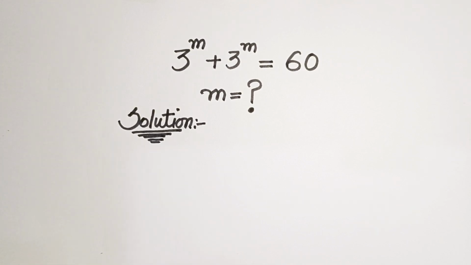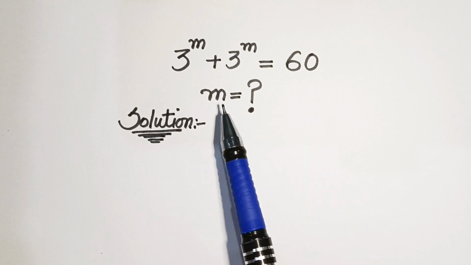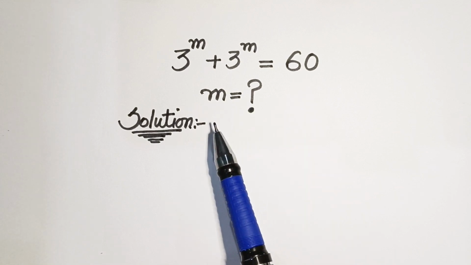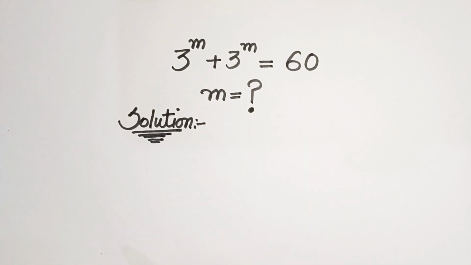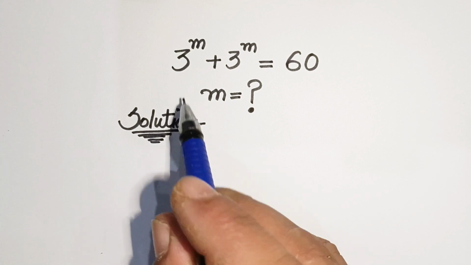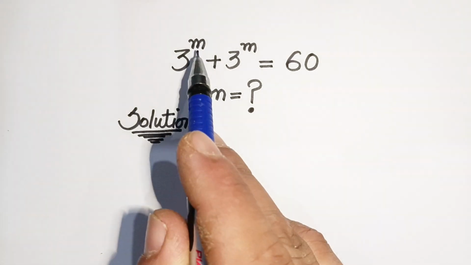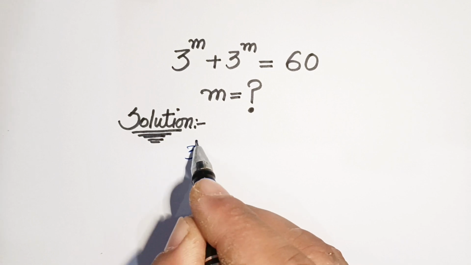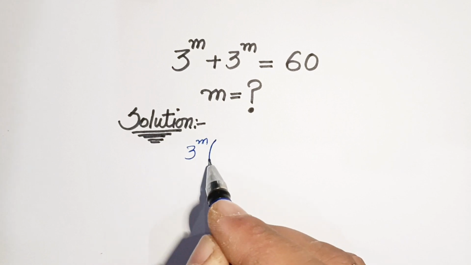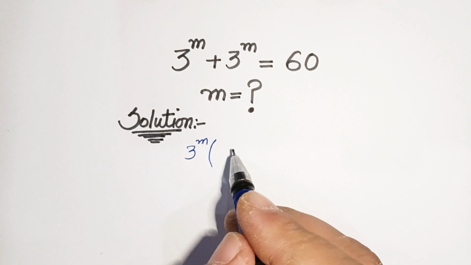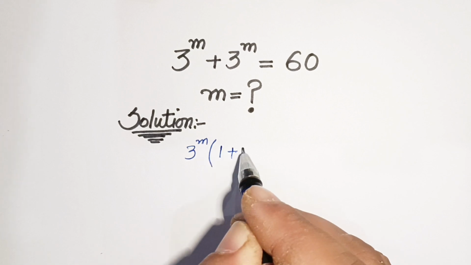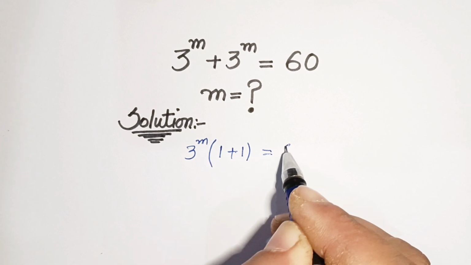Today we have a nice Olympiad problem: 3 to the power m plus 3 to the power m is equal to 60. We have to find the value of m. Starting our solution, first of all we write that 3 to the power m is common. Taking 3 to the power m common outside the parenthesis, we get 1 plus 1 is equal to 60.